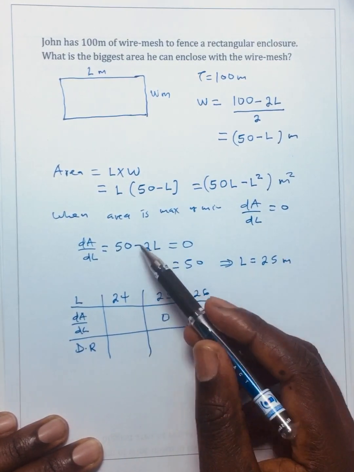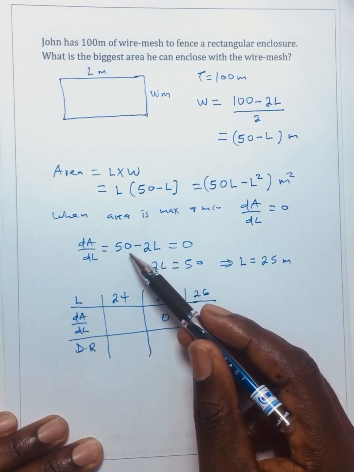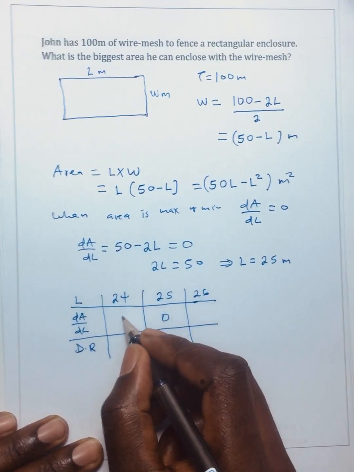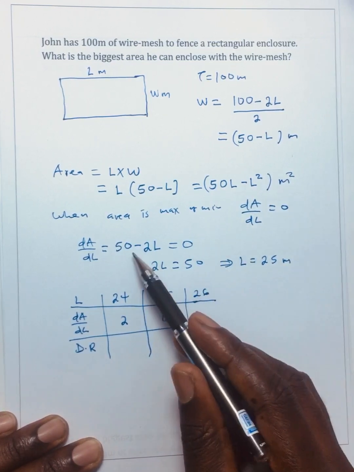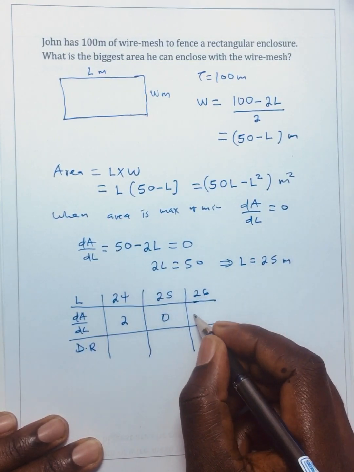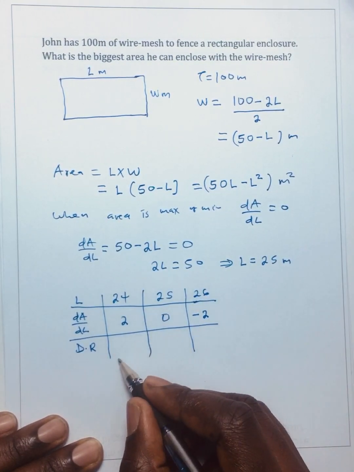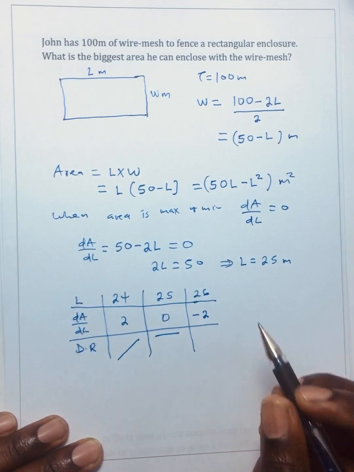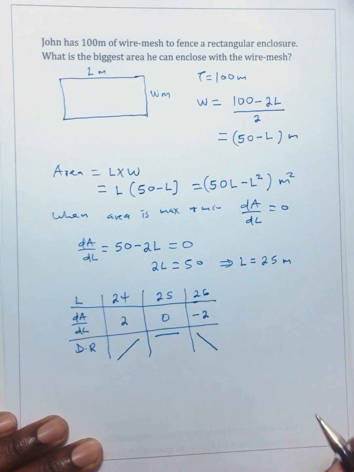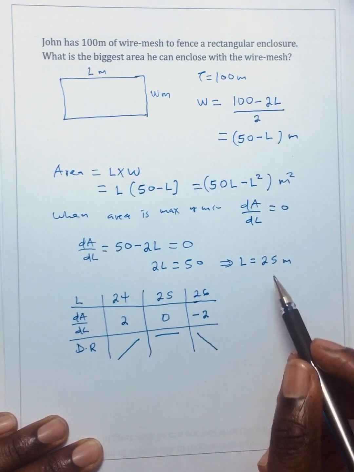So when it is 24, we have 50 minus 2 times 24, that is 48. So we have 50 minus 48, which is 2. And to the right, when it is 26, we have 50 minus 52. So that will be negative 2. So when it is positive, it indicates a positive gradient, and when it is 0, it is just flat, and when it is negative, it is a negative gradient. So it therefore means that the area is maximum when L is 25.